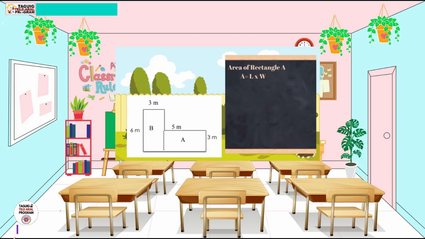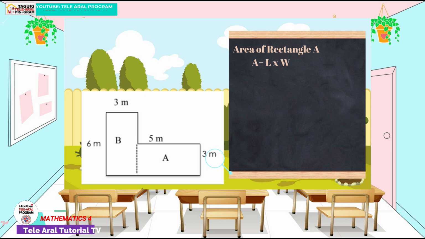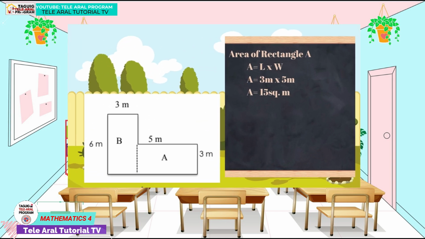Yes! First, we will write the formula for the area and after that, we will substitute. The formula for a rectangle is length times width. Can you identify what is the length and what is the width? Yes! Very good! Length measures 3 meters while the width is 5 meters. We will substitute now the values of length and width. After that, we will multiply. What do you think is the answer? That's perfect! The answer is 15 square meters.